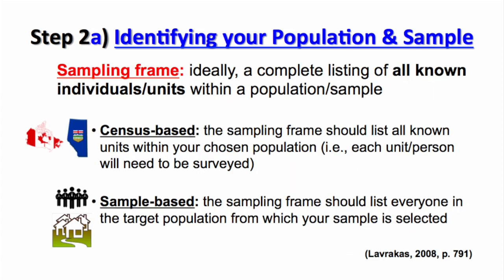When you do this, you ideally want access to a sampling frame. Ideally, this is a complete list of all the known individuals in your population which you can sample from. In the case of a census, for example, the federal government often has access to almost every Canadian in Canada. In terms of doing research, most researchers don't have that luxury, and we work from much more limited sampling frames.